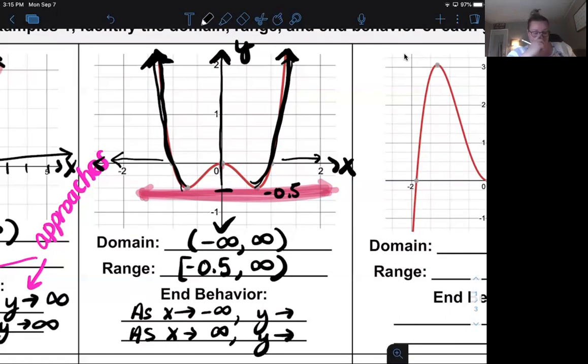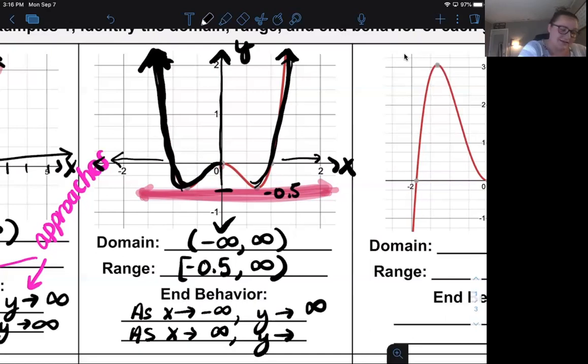So let's fill that in. What does y approach as x approaches negative infinity? Well, as x approaches negative infinity, as x goes from 0 to negative 1 to negative 2 and so on, y is increasing. So y is going towards positive infinity.